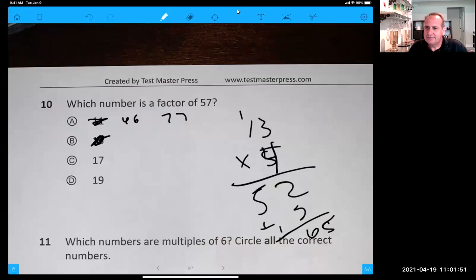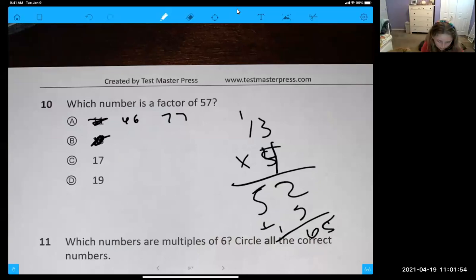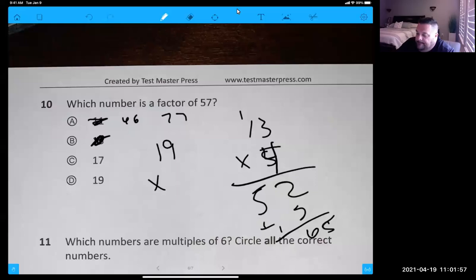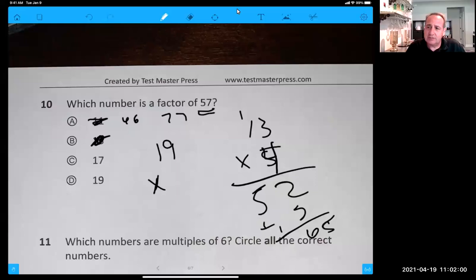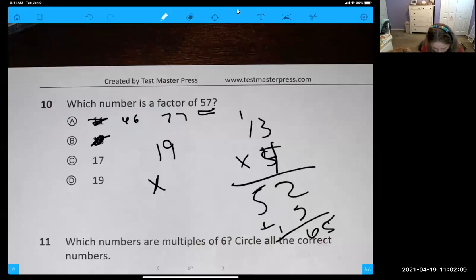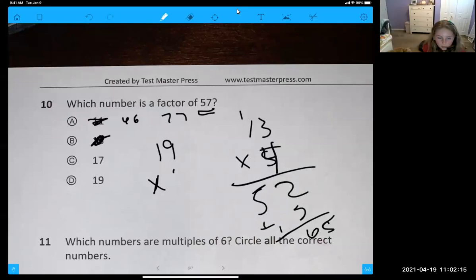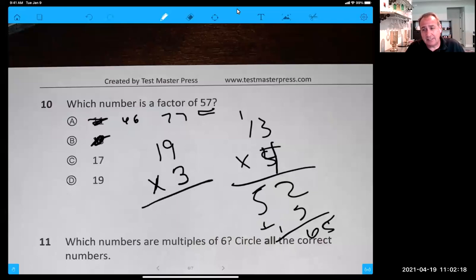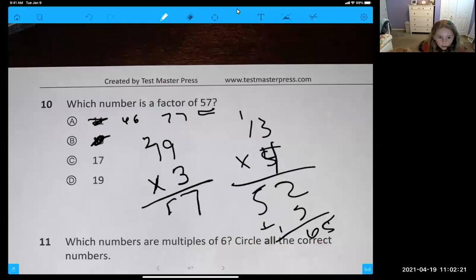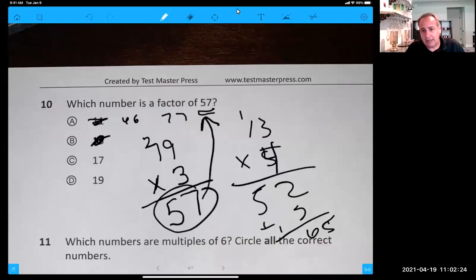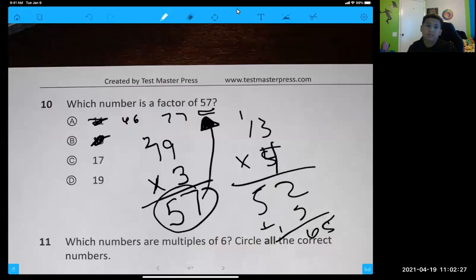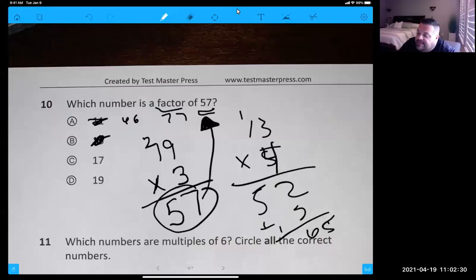Anybody get it yet? Come on. What do you think? 19. What 19 times what gets you 57? What is 19 close to? What whole number? 20. That's correct. And 57 is close to what? 60. Is 20 going to 60? Yeah. How many times? 3 times. And then you got to look at it. So you try 19 times 3. The most important part for this is when you see factor, just know one of these numbers has got to go into this.